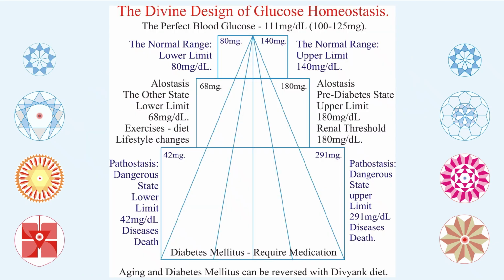Now come to the question of glucose. As I told you very clearly, 111 is the optimum. A range between 80 and 140 is allowed, because fasting up to 80 it can be normal, and postprandial up to 140 there is no issue at all. That's the normal which goes on 24/7.